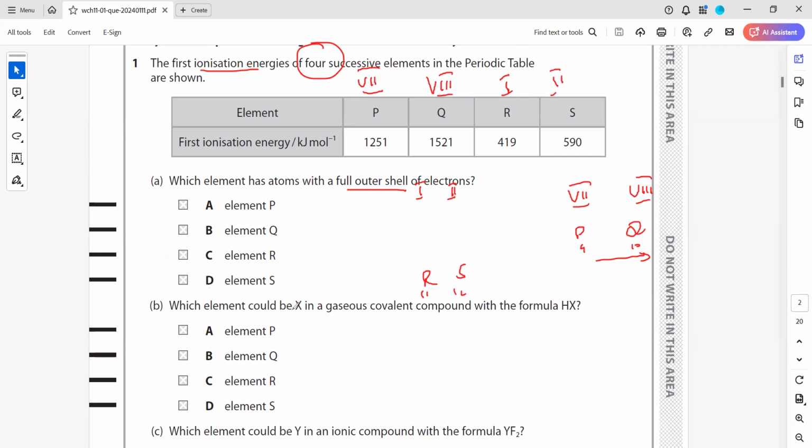So this will be group 1 and this is group 2. Now they're asking which element could be X in a gaseous covalent compound with the formula HX.